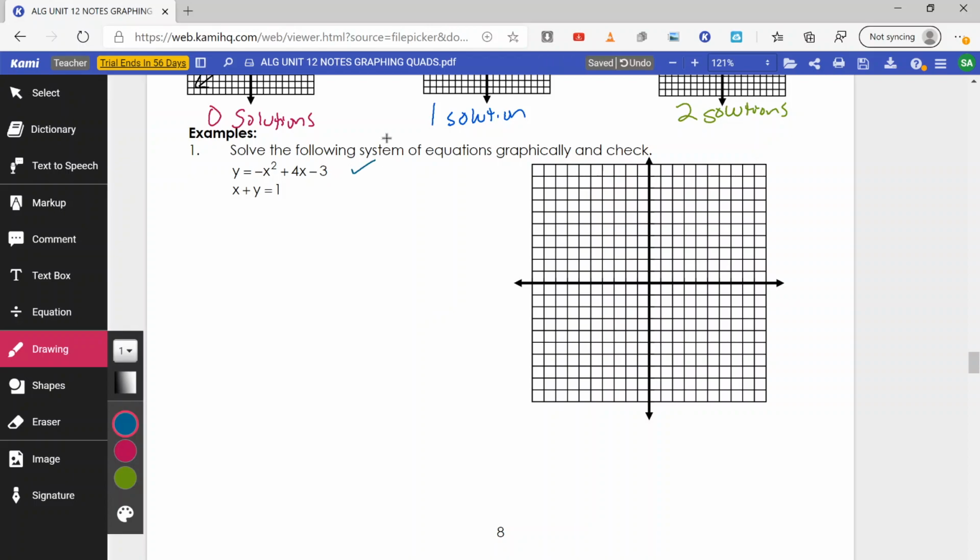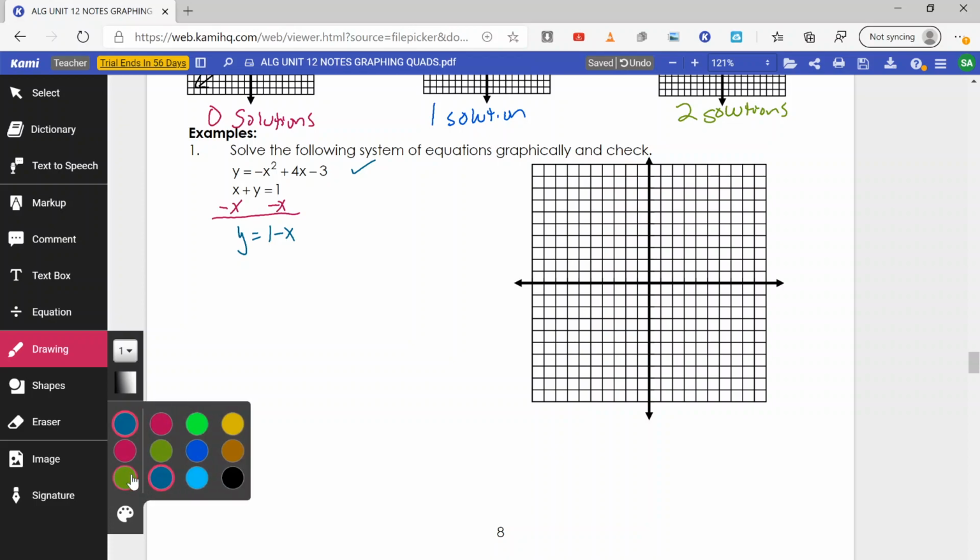However, I take a look at the second one, x plus y equals 1. It is not in the y equals form, so we have to make it so. So we want y by itself, so we have to move the x over. So we're going to subtract x, and we end up with the equation y equals 1 minus x. So now that we're in y equals, this is the form I am going to use.